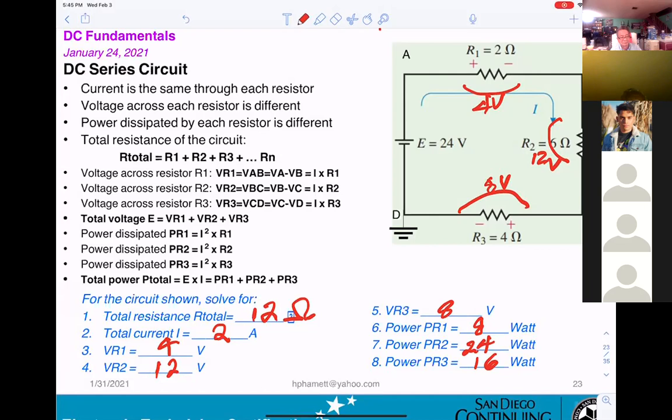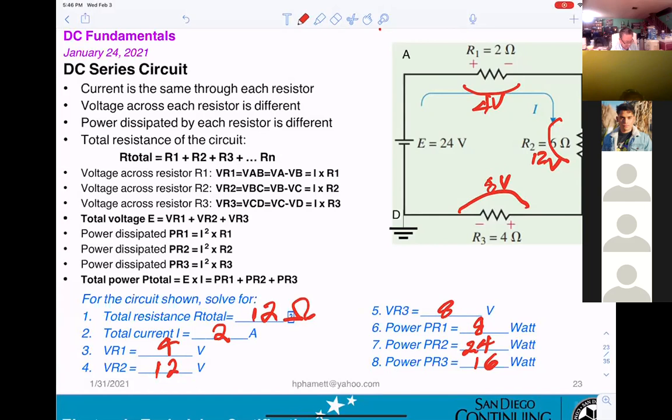So what you do here, you look at the circuit and you say R1 is 2 ohms. Then R2 is 6 ohms. So 2 and 6 is 8. R3 is 4 ohms. 8 and 4 is 12. So R total is equal to 12.